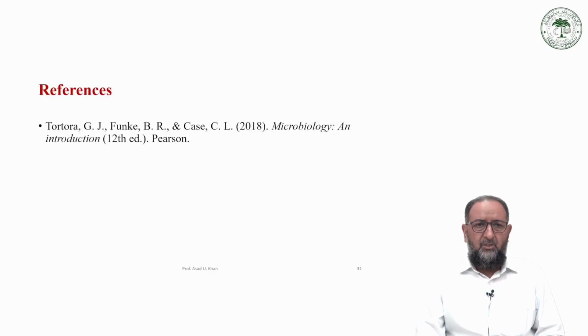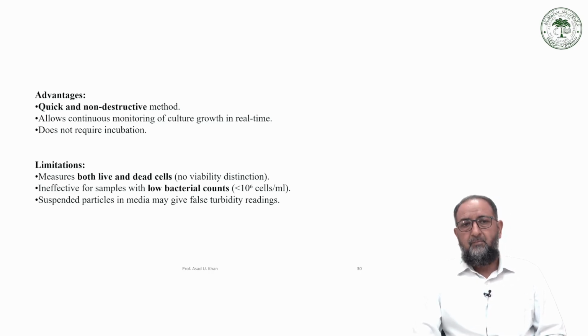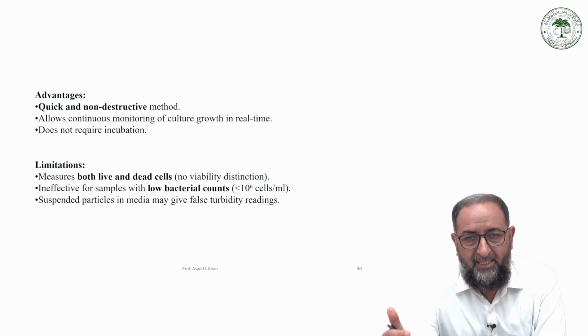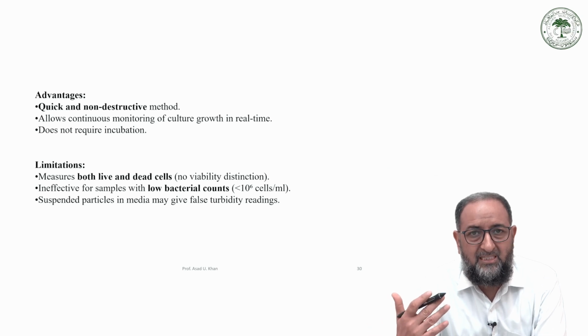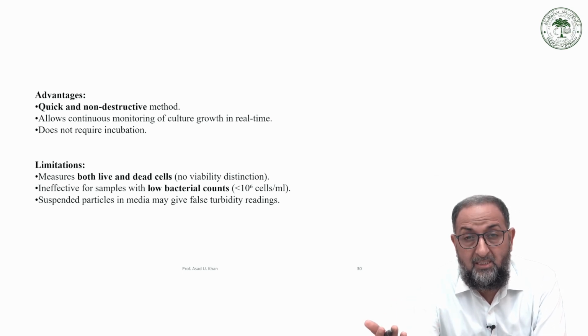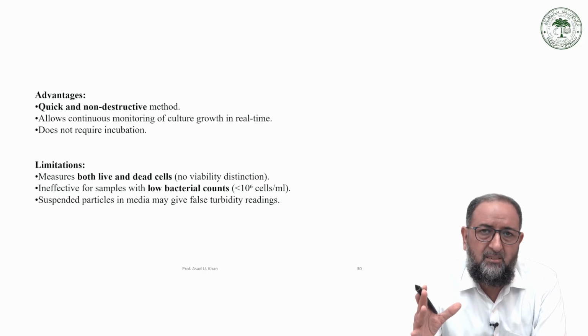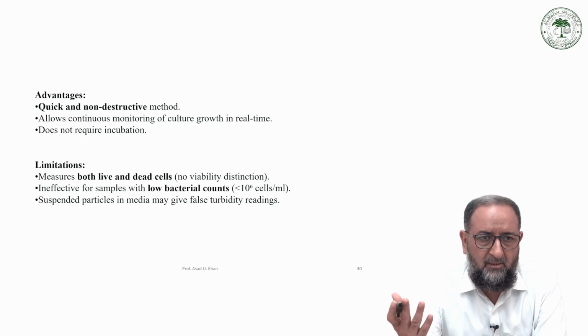Now what are the advantages of this turbidity method? One advantage is that it is a quick, non-destructive method where the cells are not destroyed. Because if you take plates, you lose the cells from the liquid culture. If you use some stains in the microscope, then again you lose the cells. Here the cells are not lost. Whatever cells you have remain there as they are, without putting any stain or dye in. You can simply calculate these cells.